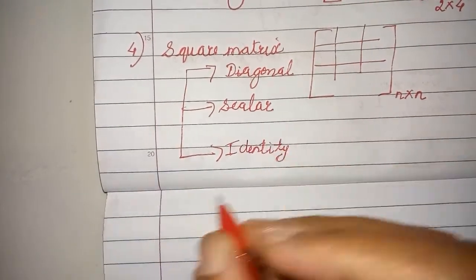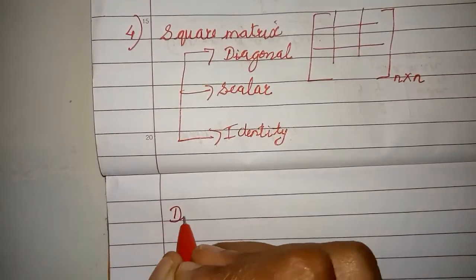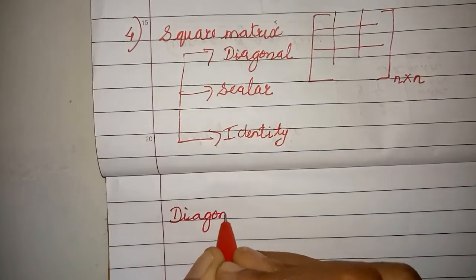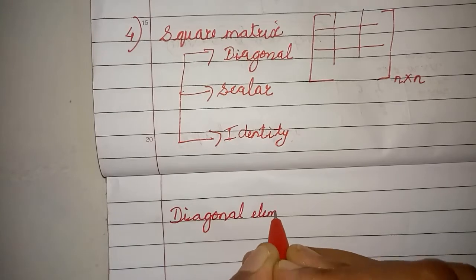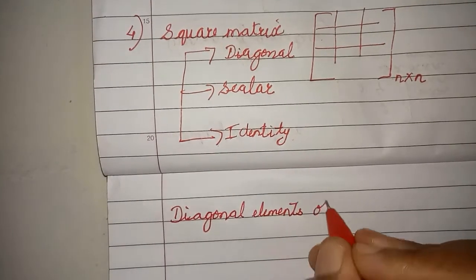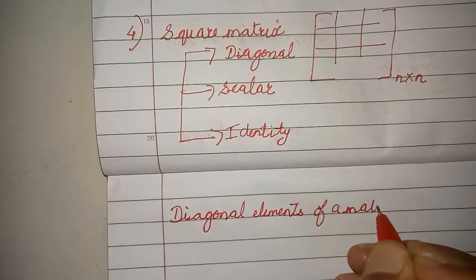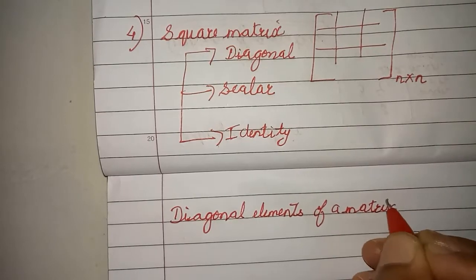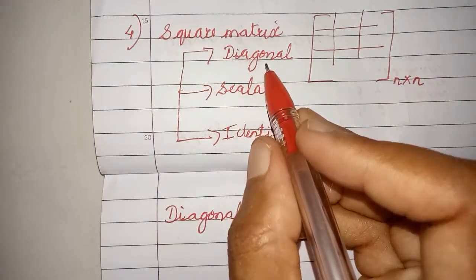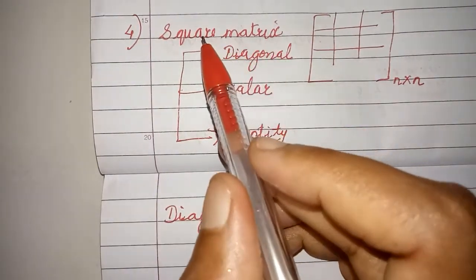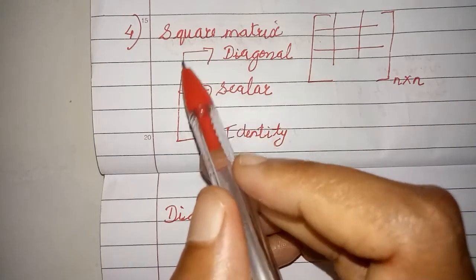Okay, now before this, children, one important thing you have to learn is what you mean by diagonal elements of a matrix. So when I write diagonal elements of a matrix, definitely it has some relation with diagonal matrix. But one thing you remember, children, a square matrix is divided into 3 parts.